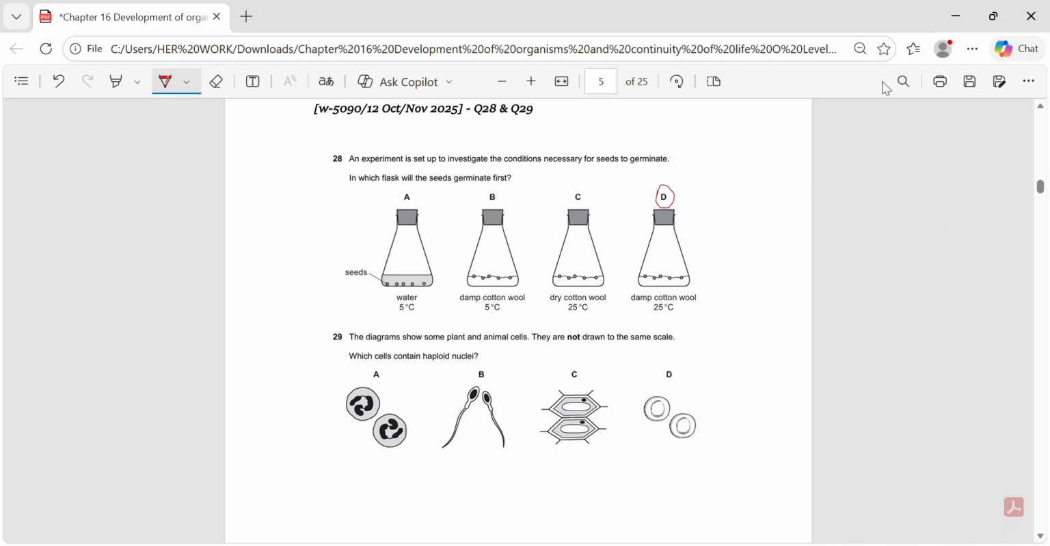Next, it says, the diagrams show some plant and animal cells. They are not drawn to the same scale. Which cells contain haploid nuclei? The options are, A is white blood cell, B is sperm cell which is a gamete, C is plant cell, and D is red blood cell.